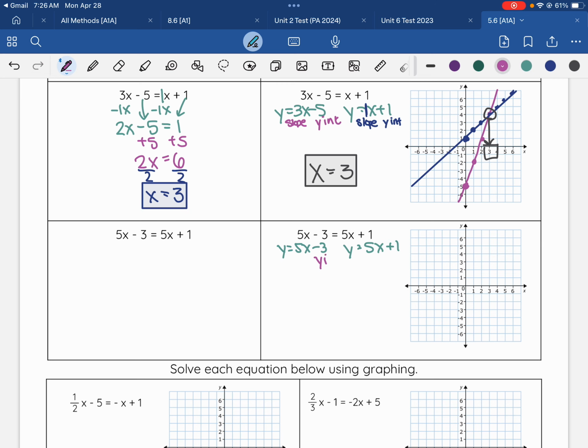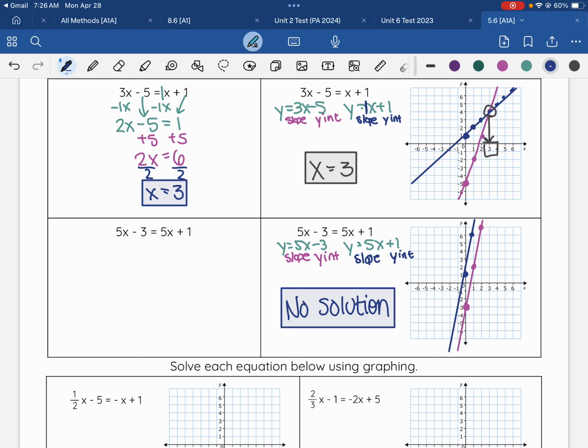Last number is your y-intercept, so this one will start at negative 3. And 5 would be your slope, so you're going to count up 5 over 1. And then the other line, 1 is your y-intercept, but your slope is still 5. So start at 1 and count up 5 over 1. What do you notice? Hopefully you notice that these two lines are parallel, so you have no solution, because they never cross.